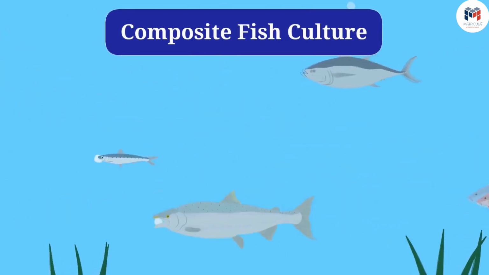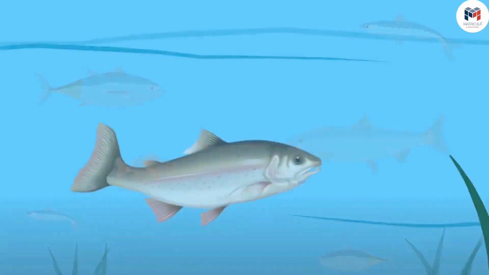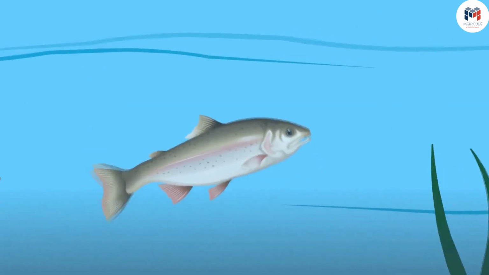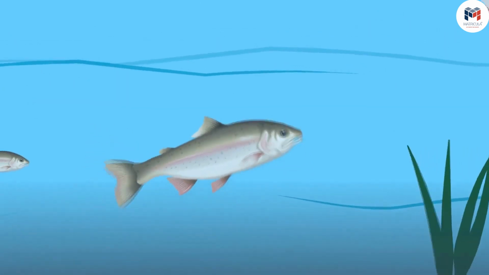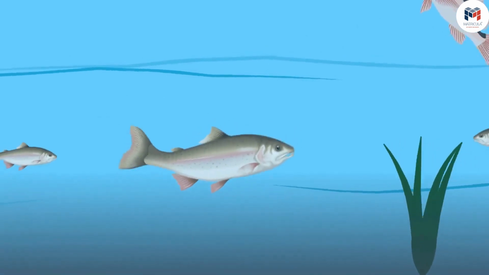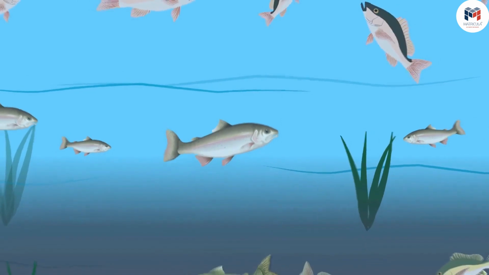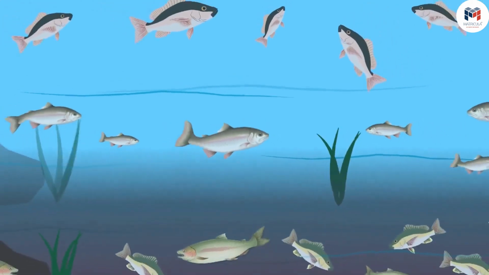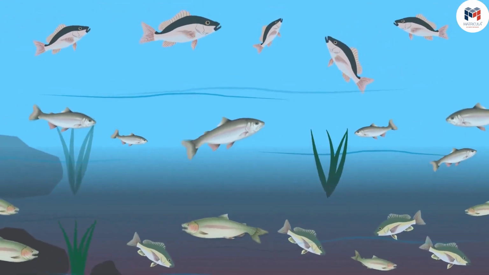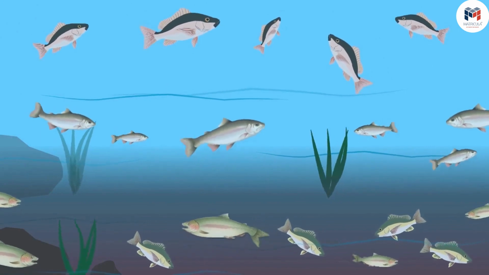In this system, 5 or 6 species of fish are used in a single pond, and species of fish are selected so that there is no competition for food among them, and food available in all parts of the pond is used.